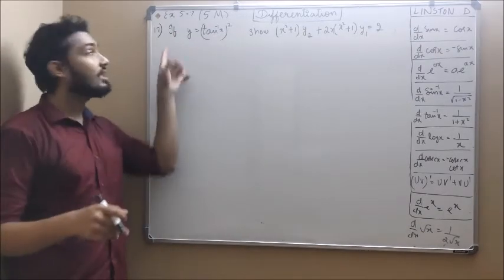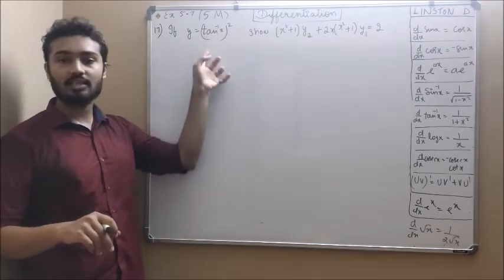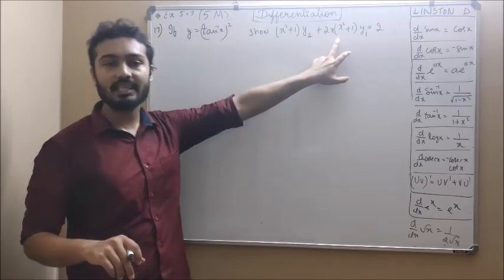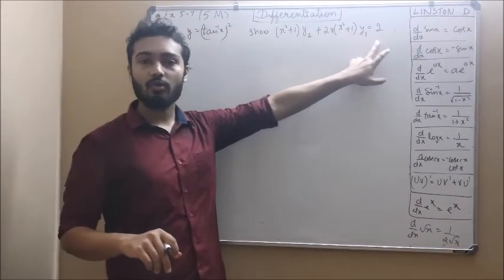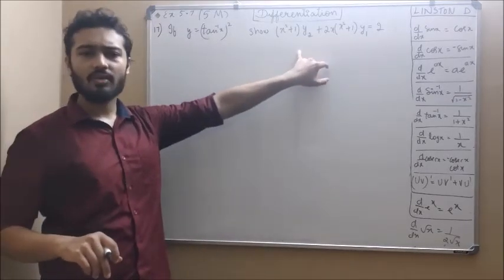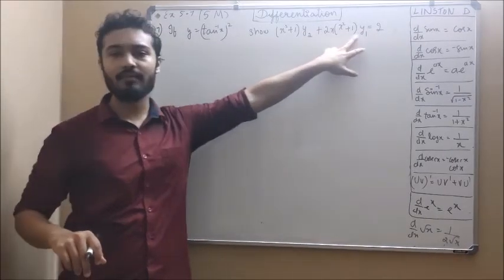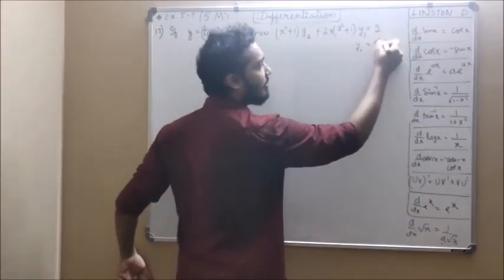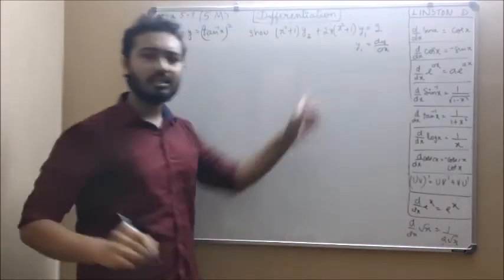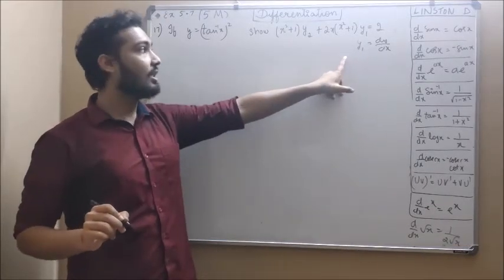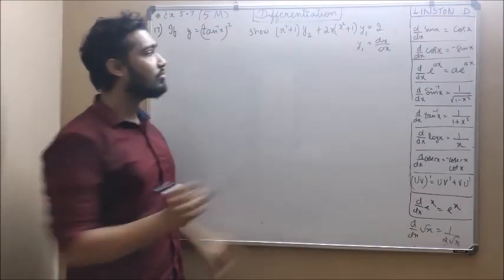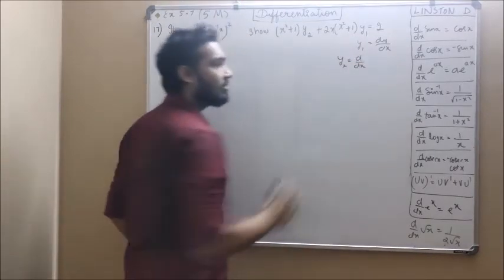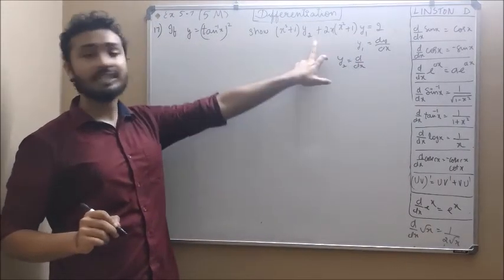We have the next question. Y equal to tan inverse x the whole square. Show that x square plus 1 y2 plus 2x into x square plus 1 y1 equal to 2. Now here we have to find y1 and y2. What is y1? y1 is nothing but dy by dx. It is nothing but the first order derivative. Next we have to get y2. What is y2? y2 is nothing but the second order derivative.